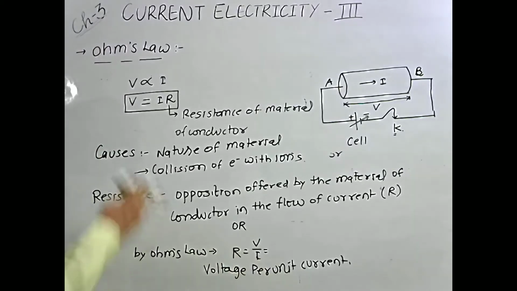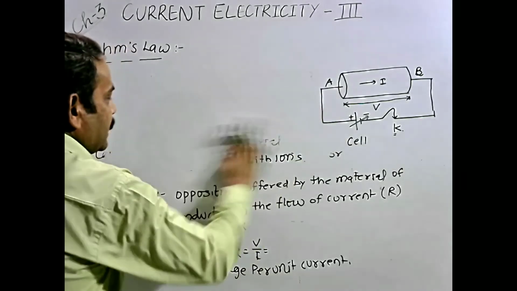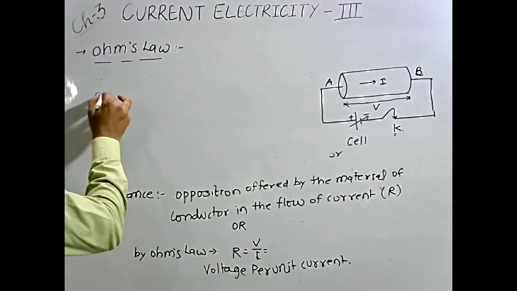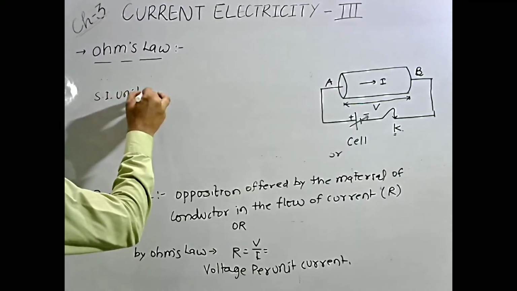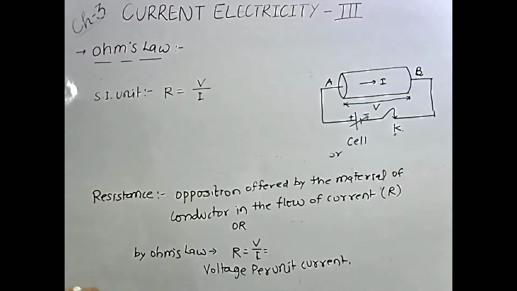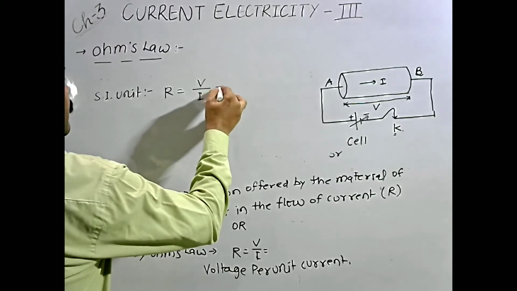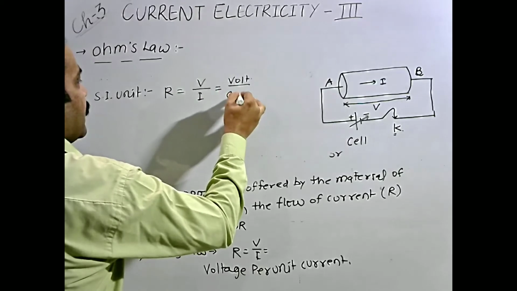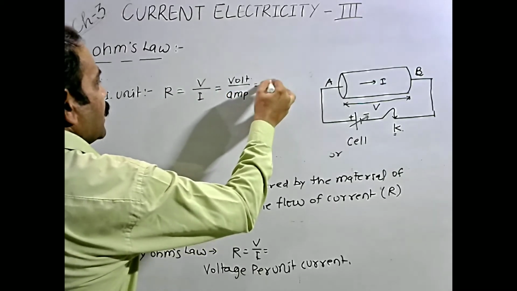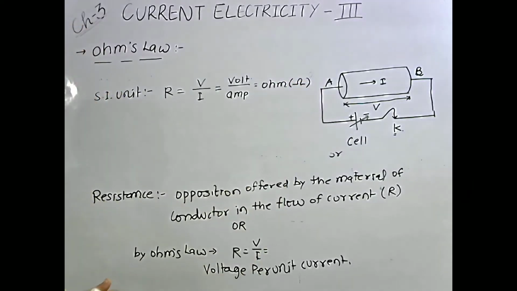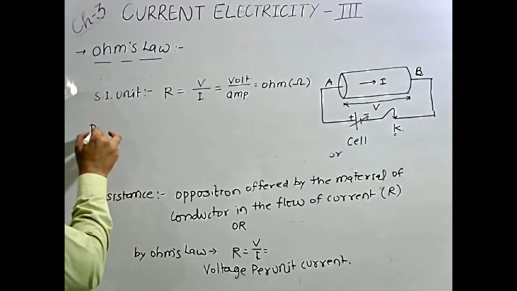Now the unit of resistance. The SI unit of resistance is obtained by using the relation R is equal to V upon I. As we know, V is measured in volt and current I is measured in ampere. So volt per ampere is known as ohm and it is represented by omega. So the SI unit of resistance is ohm. Clear?